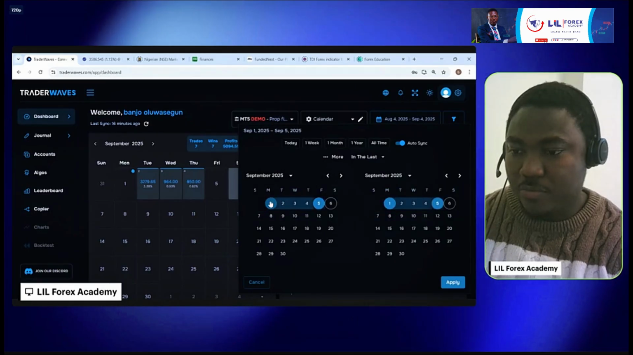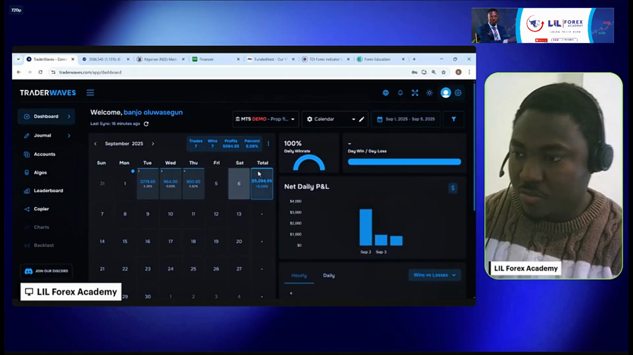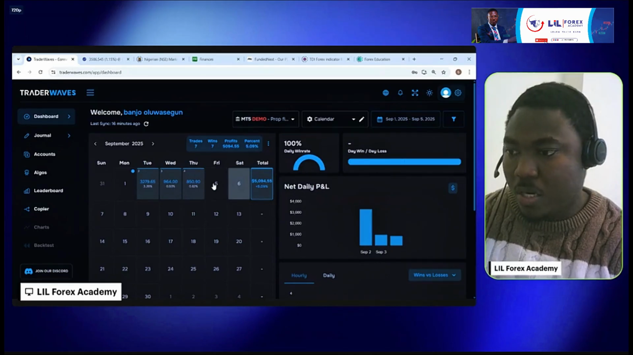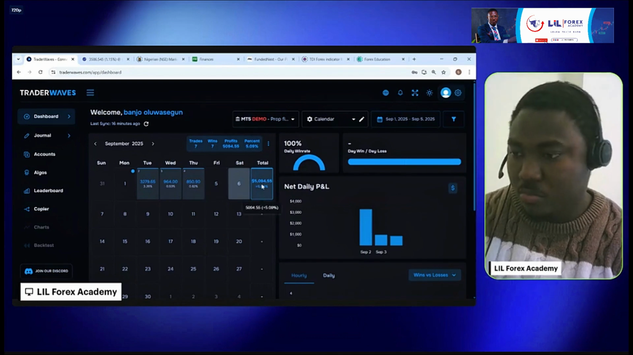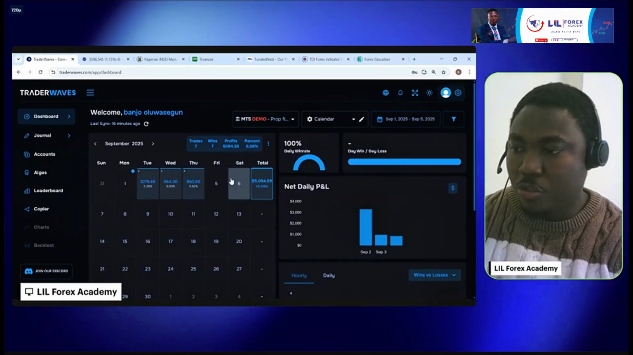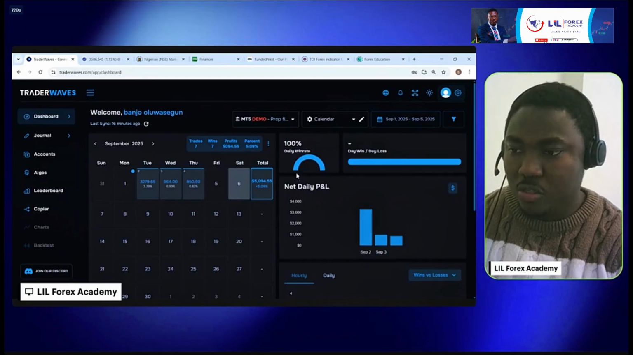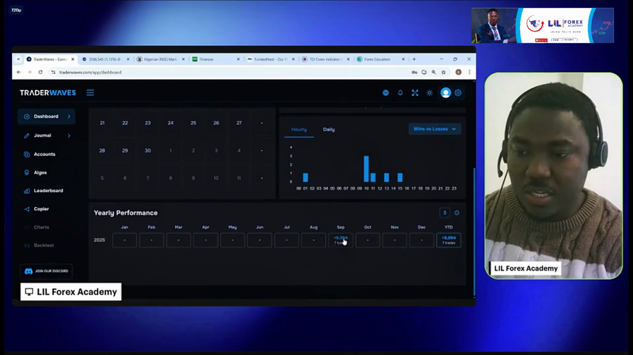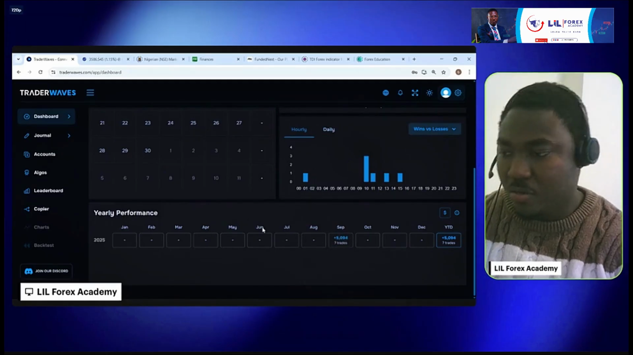So let's say September 1st to, let's just use this one because the account only runs for 5 days. I don't know why it's not updating my profits on Friday because I traded on Friday as well. But I mean, this is what we have. So it will show you your trades for each day and how much you made in dollar value and in percentage. So daily win 100%, and it has some breakdown for you. And so yearly performance, I've only traded this account in September, and this is my whole profit.